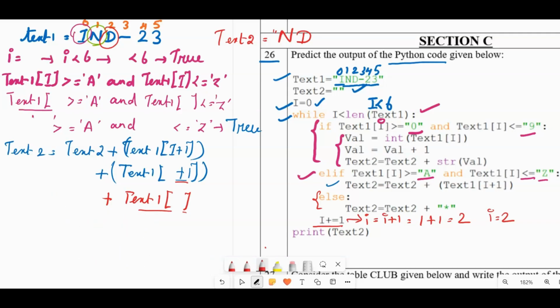So let us write I is equal to 2 now. Okay, I is equal to 2. So 2 is less than 6. Yes, 2 is less than 6. Just write I, text 1 of 2 here.